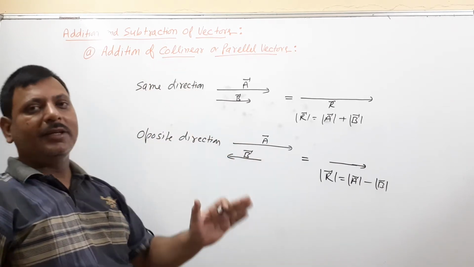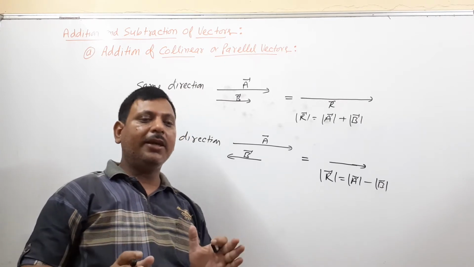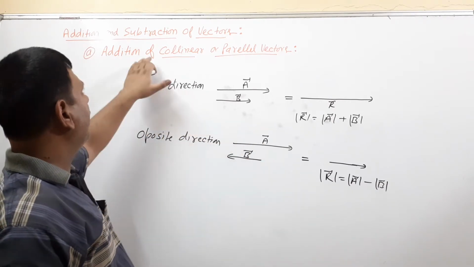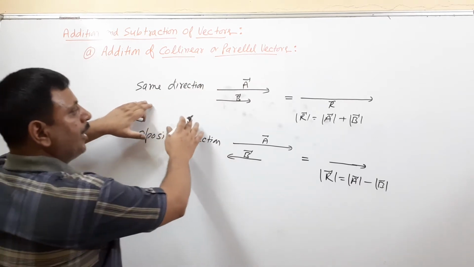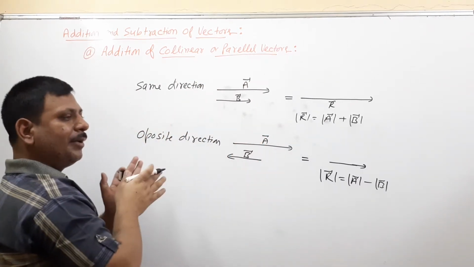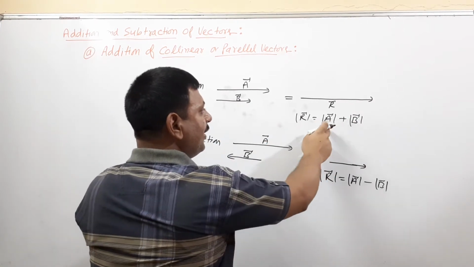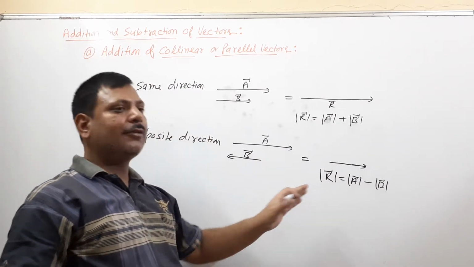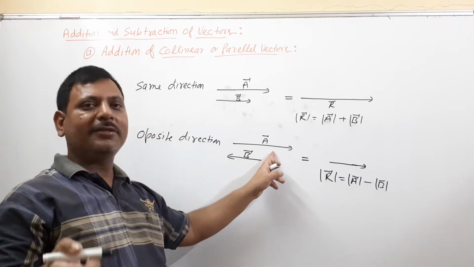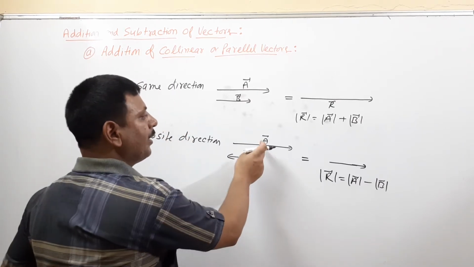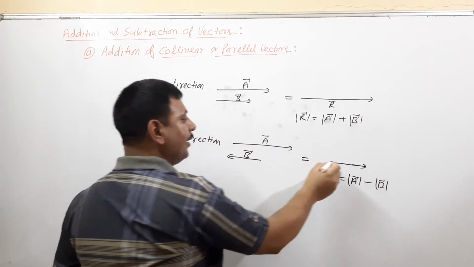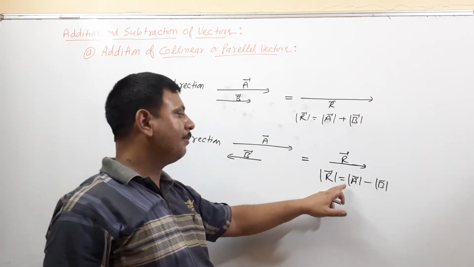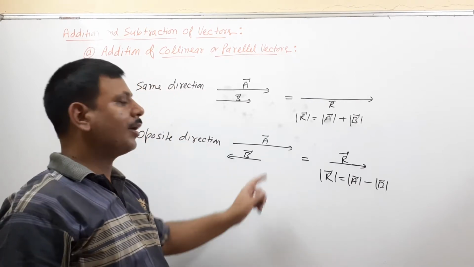What I have told, two vectors can be added or subtracted only when they are the same type or they are representing the same physical quantity. I have taken two collinear vectors. If they are in the same direction, the direction of the resultant will be the same, but the magnitude becomes the sum of the two vectors. If they are in opposite direction, the direction of the resultant will be the direction of the greater magnitude vector. Here the greater magnitude vector is A, and the magnitude will be the difference of the magnitudes of the two vectors.